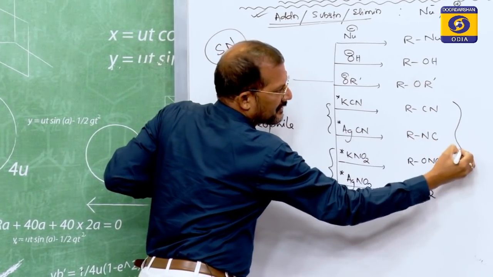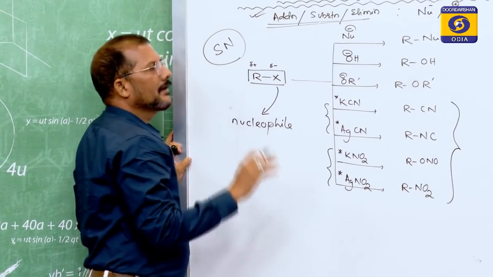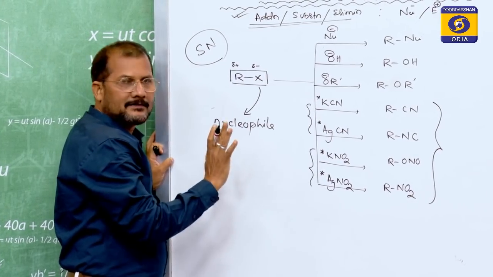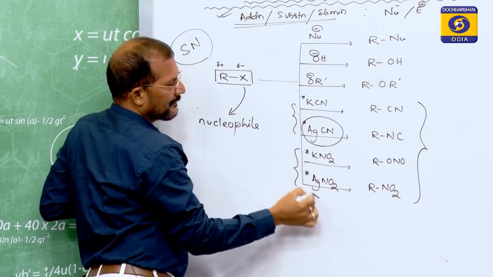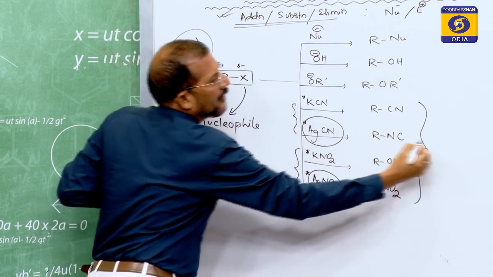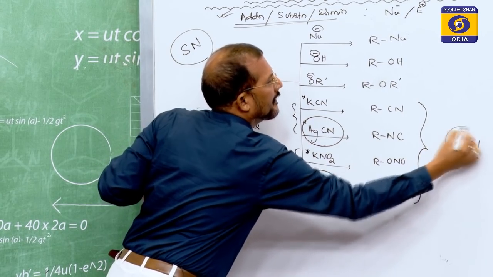For clearing these two confusions, I am giving a trick. The trick is just to remember: if you are given an Ag compound, then R will be bonded with N. Remember it that way.